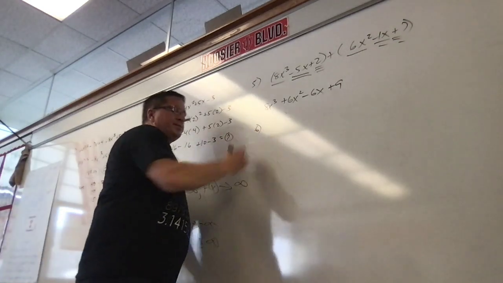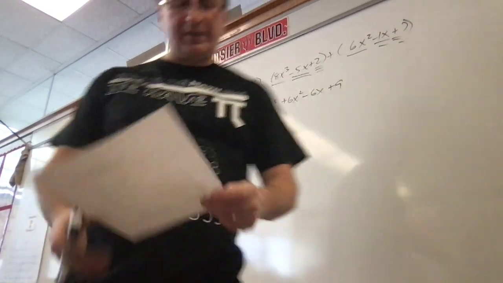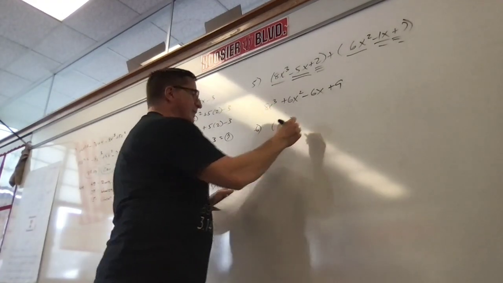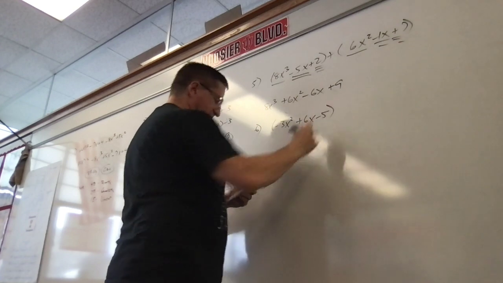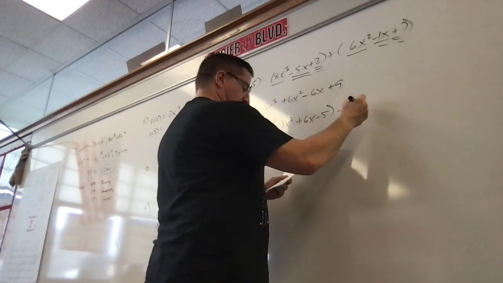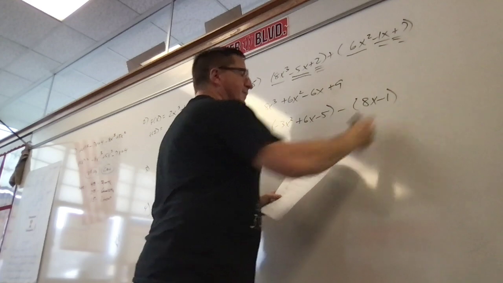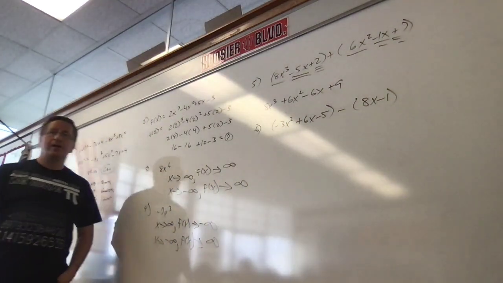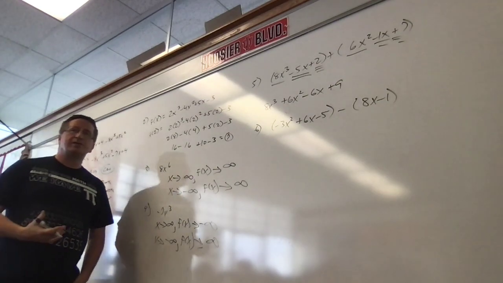Number 6. Subtract. Find the difference. Negative 3x^2 plus 6x plus 5, minus 5. 6x minus 5, right? Yep. Minus 8x minus 1. Okay. I would really encourage you to do it this way. Okay? I would get rid of the parentheses first.